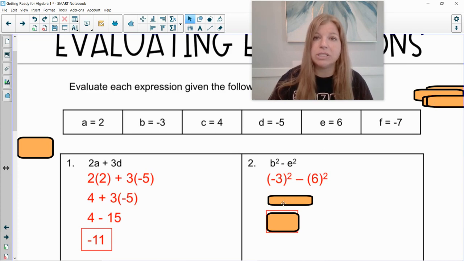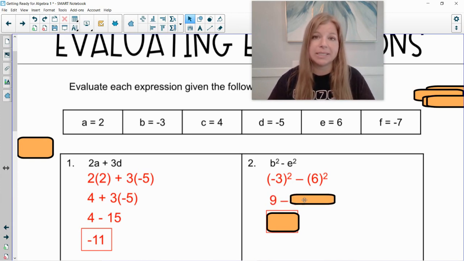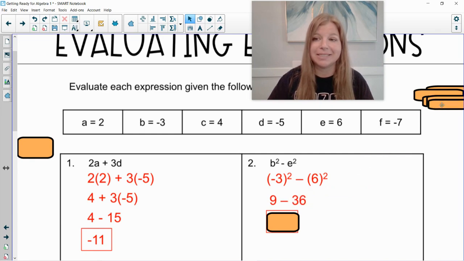Let's see, (-3) squared. Squaring something means to multiply it by itself. So if I say to you, what's (-3) squared? I'm asking you what's -3 times -3. Well, first of all, a negative times a negative is a positive. -3 times -3 is +9. Minus 6 squared. 6 squared means 6 times 6, and 6 times 6 is 36. 9 minus 36 would get us -27. Awesome.